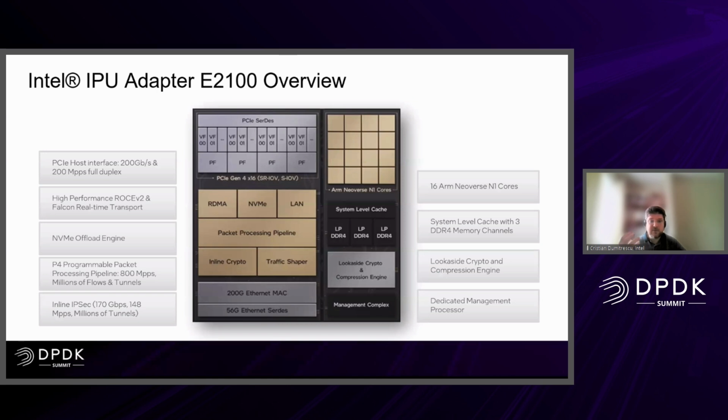Now let's look at the implementation. In order to implement this pipeline, we have our Intel IPU adapter E2100, and some people are familiar with it. It's essentially a smart NIC, and you could look at it as like two parts.